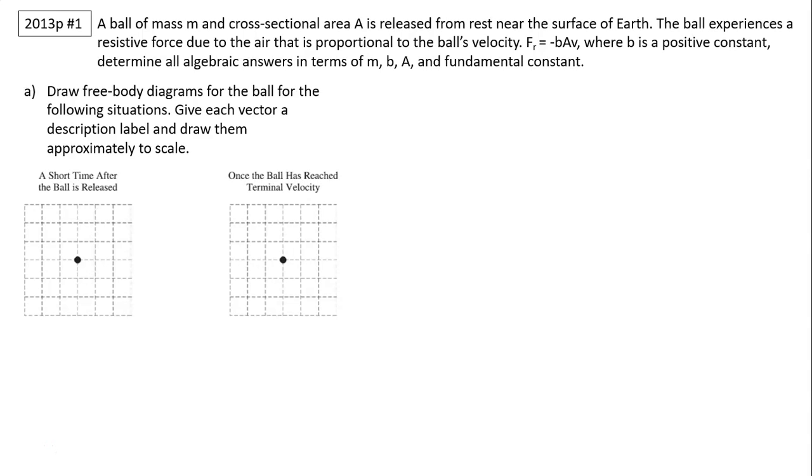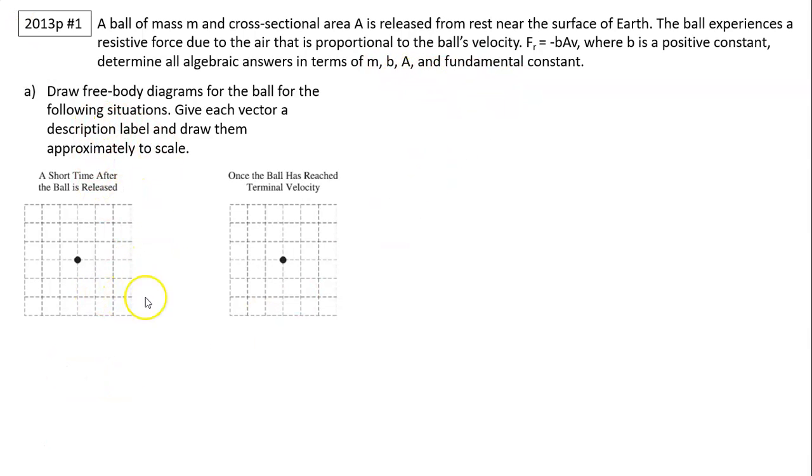Today we're going to talk about an example for an object falling through air. A ball of mass m and a cross-sectional area A is released from rest near the surface of Earth. The ball experiences a resistive force due to the air that is proportional to the ball's velocity. Fr equals negative BAv. The negative means opposite of velocity, where B is a positive constant. Determine all algebraic answers in terms of m, B, A, and fundamental constants.